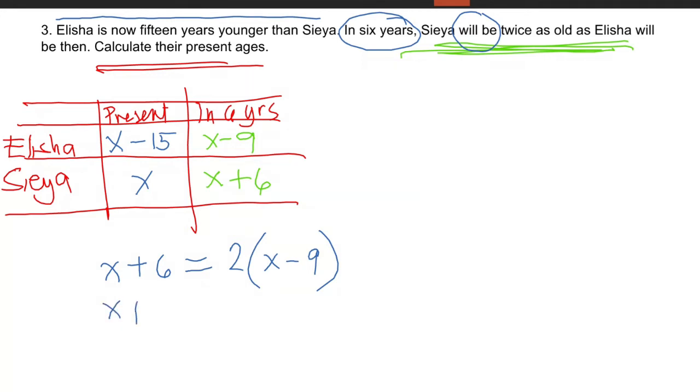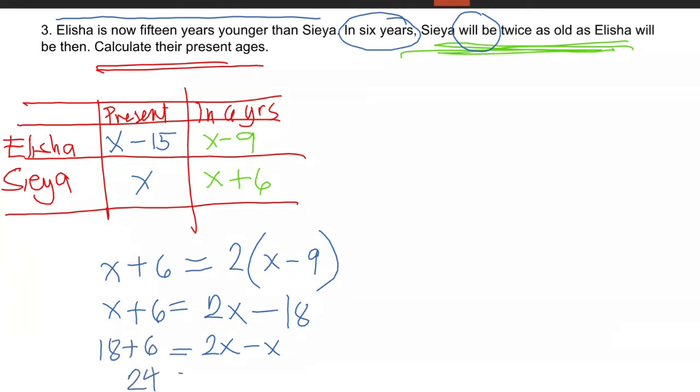Okay, so let's continue. x plus 6. Then we have to distribute: 2x minus 18. Then we solve. So we have 2x minus x equals 18 plus 6. So we have 24 is equal to x. And therefore, this is the present age of Sia, 24 years old. And of course, the age of Elisha will be 24 minus 15. So the age of Sia is 24, and the age of Elisha is 24 minus 15. That is equivalent to 9.